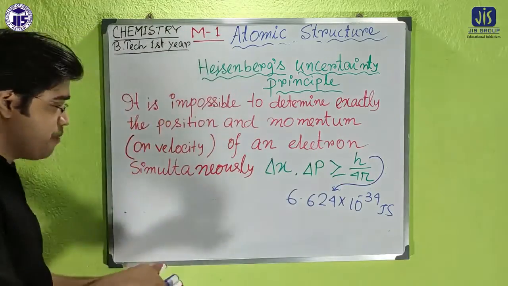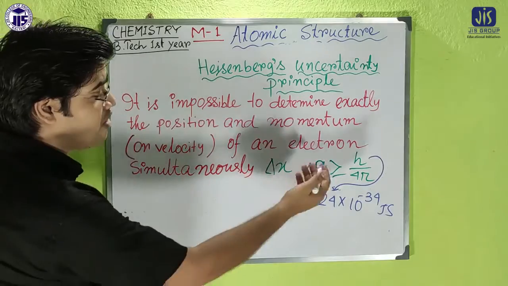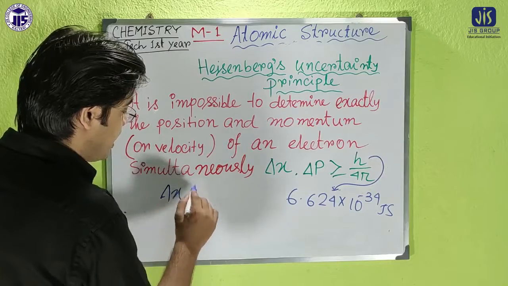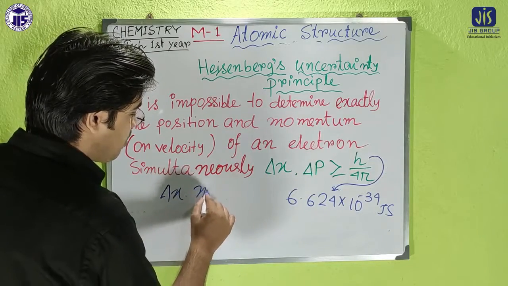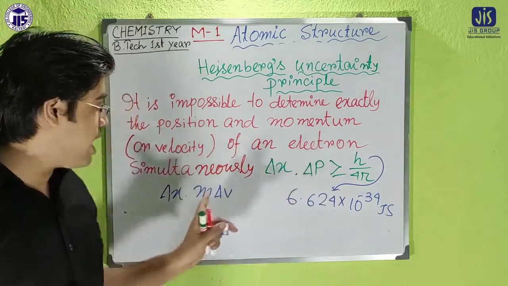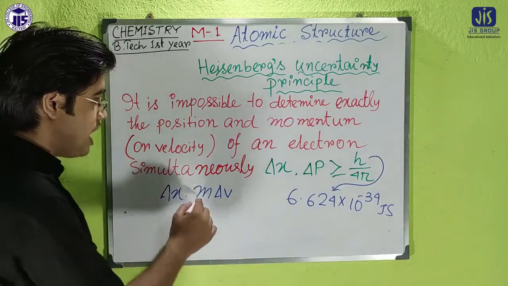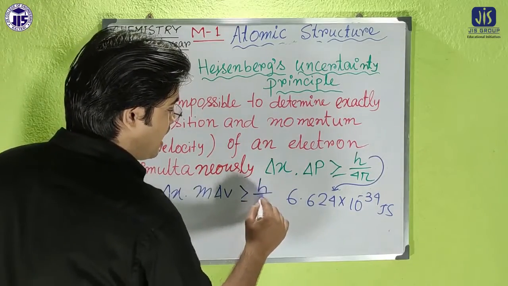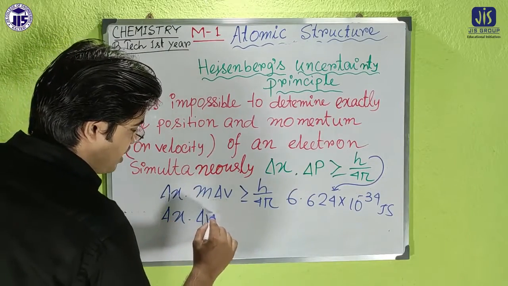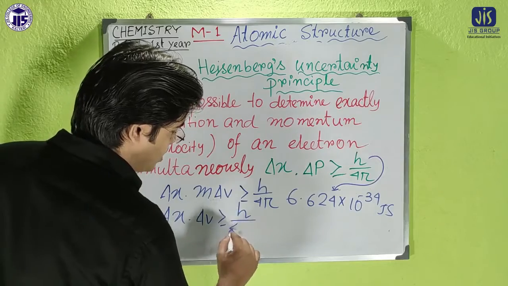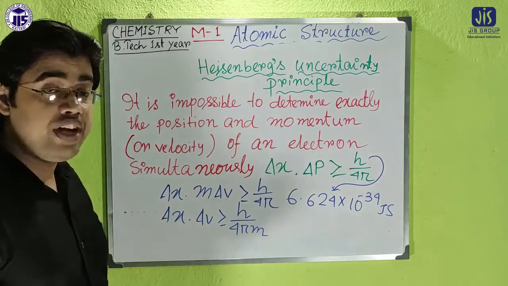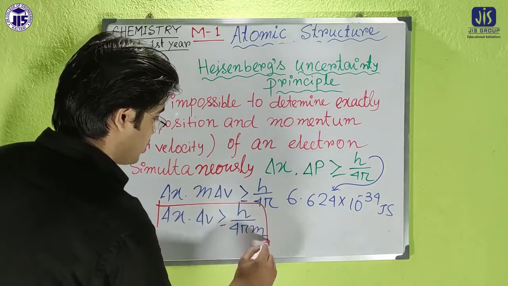Now there is another case, that velocity. How can we establish the relationship regarding the velocity? We can write delta x into delta p, that means we can write m delta v. You know that p means the momentum, so momentum equals mv, so here the uncertainty will be delta v. So m into delta v greater than or equal to h by 4 pi, or we can write delta x into delta v greater than or equal to h by 4 pi m. If there is any relationship regarding delta v, then you have to use that equation also.